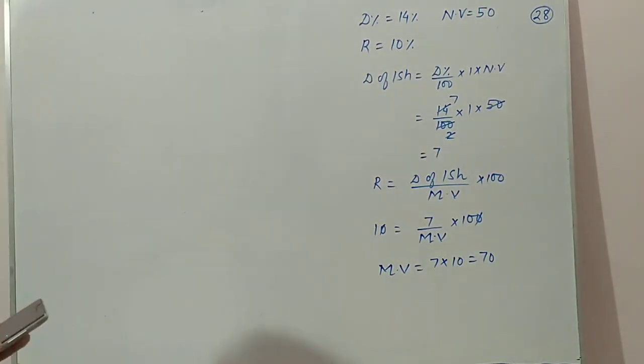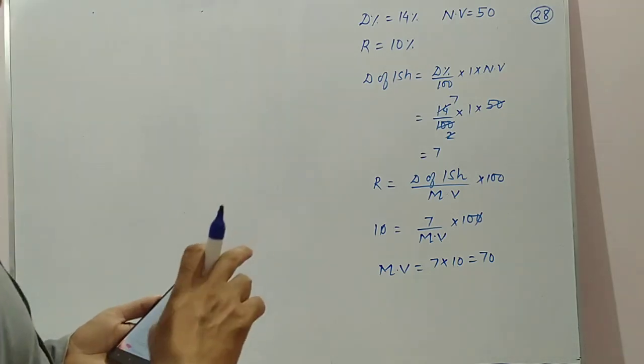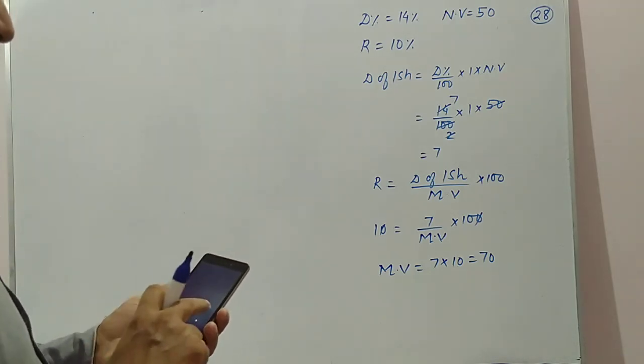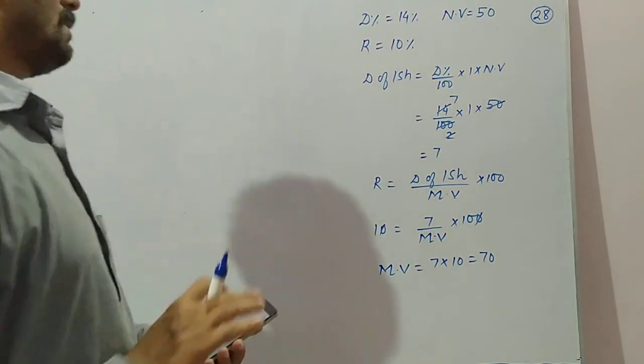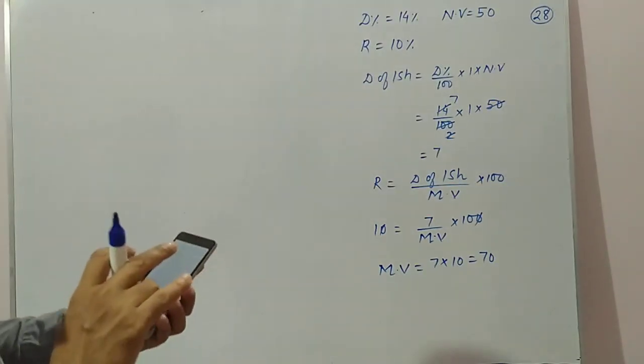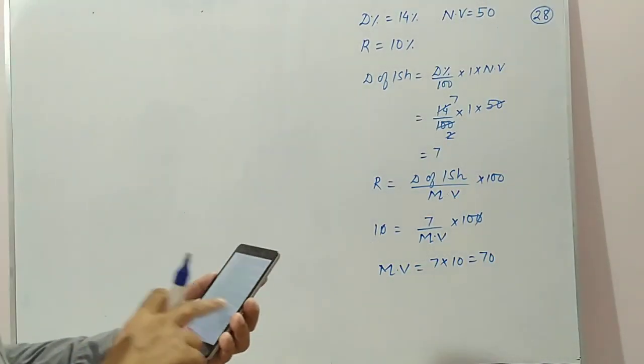It is similar, just here market value was not given. So here, first of all we are determining the dividend of 1 share. Dividend of 1 share is 7. Then we will use the rate of interest formula. Rate of interest, that is dividend of 1 share by market value into 100, and then we are proceeding further.